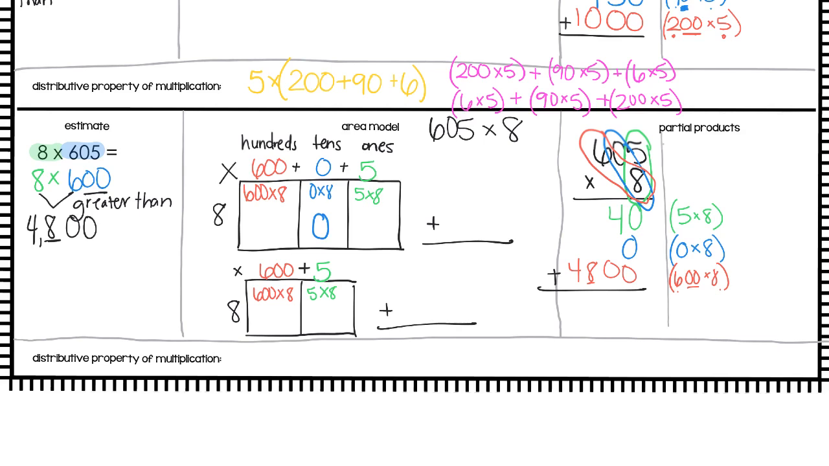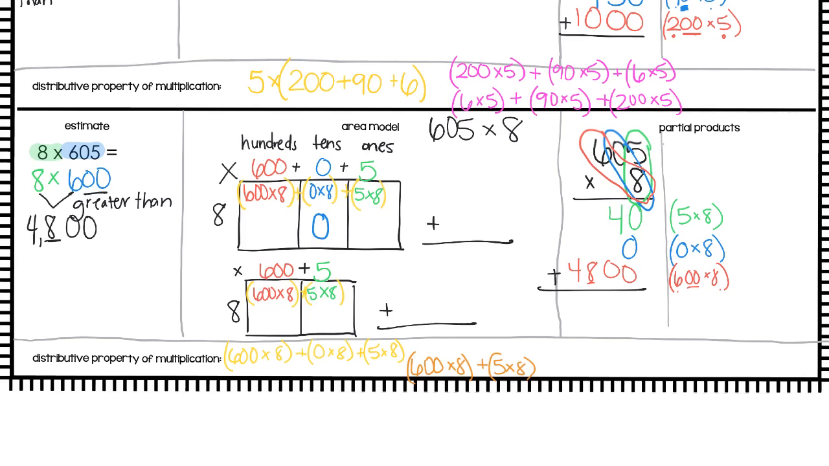Now let's quickly go into our distributive property of multiplication. So when we look at the distributive property, as we're multiplying, there's multiple ways that we could do this. We can either say, well, I took 600 times 8 plus 0 times 8 plus 5 times 8. Or you say, well, I know that I don't need to multiply my 0 times 8, so I could just write 600 times 8 plus 5 times 8. So I'm going to write that down here.